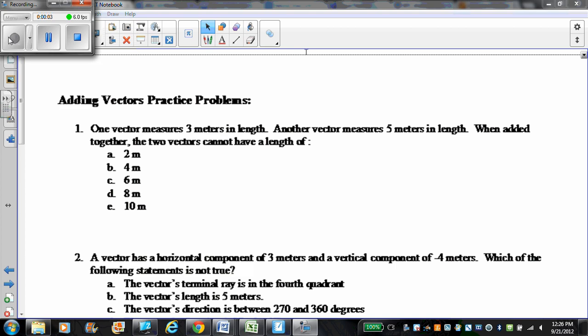Here are your Chapter 3 notes, pages 4, 5, and 6. We'll start with the adding vectors practice problems.